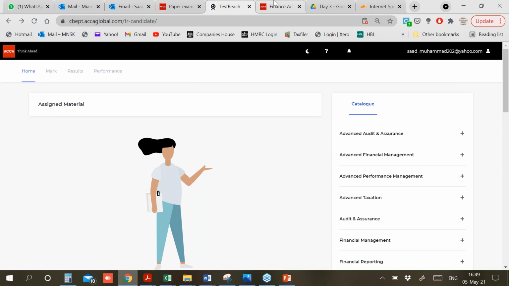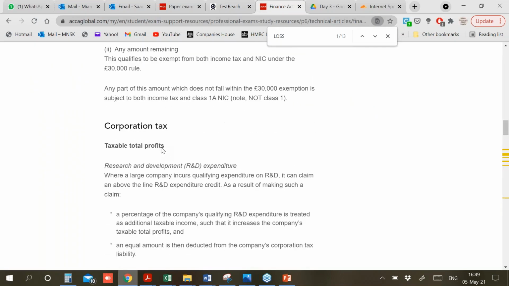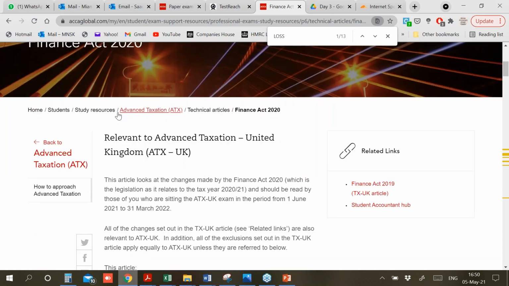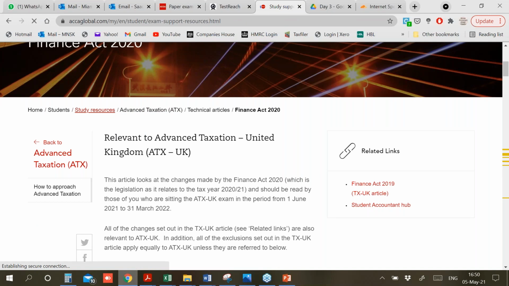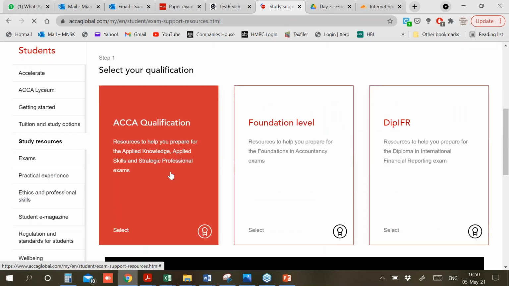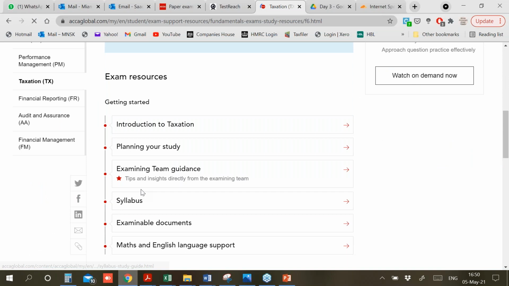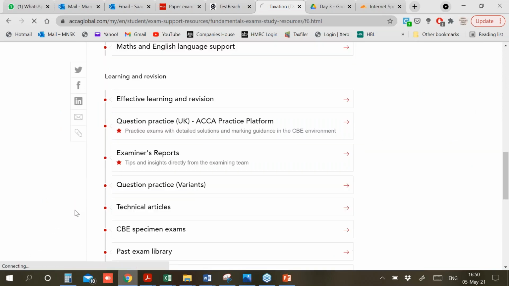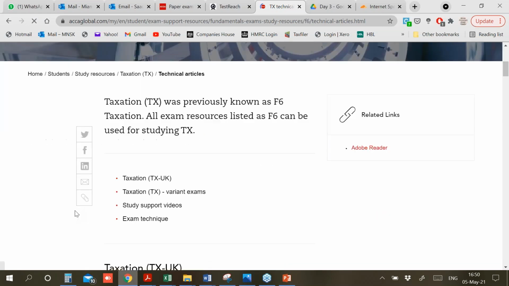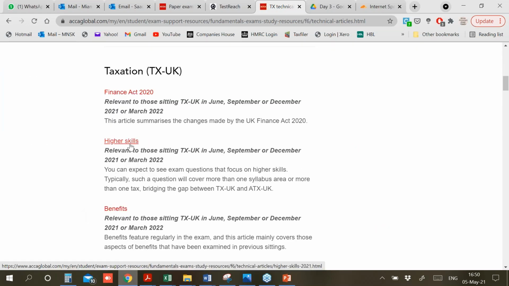Do them. Then there's an article. If you go into the study resources, ACCA qualification, select the taxation exam, then you'll come to technical articles. There is a good article called higher skills, but if you find that article difficult, don't be worried, because this is basically for the 10-mark question that I have discussed with you. In that, very tough examples have been given. However, you are not expected to see such tough examples. So read that article. It is a good article.